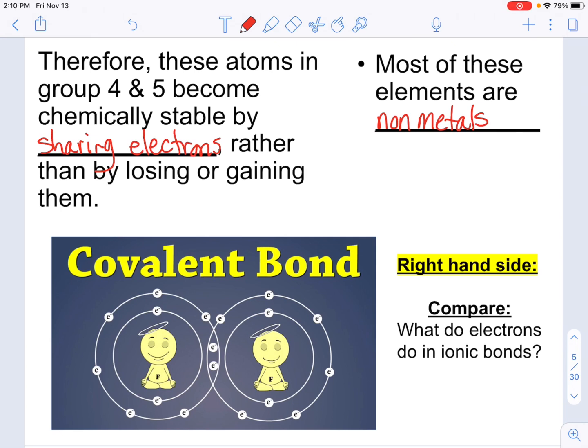Okay, on the right side, what do electrons do in ionic bonds? Do we remember what happens with those?